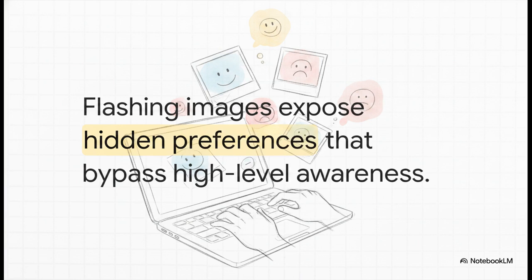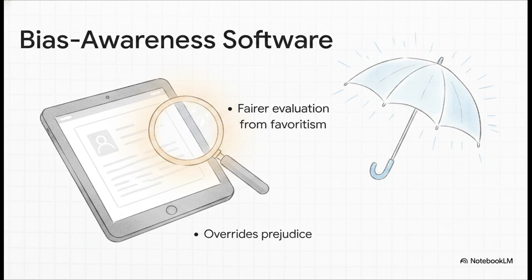What this test proved is that these subtle, automated associations totally bypass our high-level awareness entirely. They expose hidden preferences that influence our snap judgments, and they do it without asking for our active permission. The real-world implications here are huge.